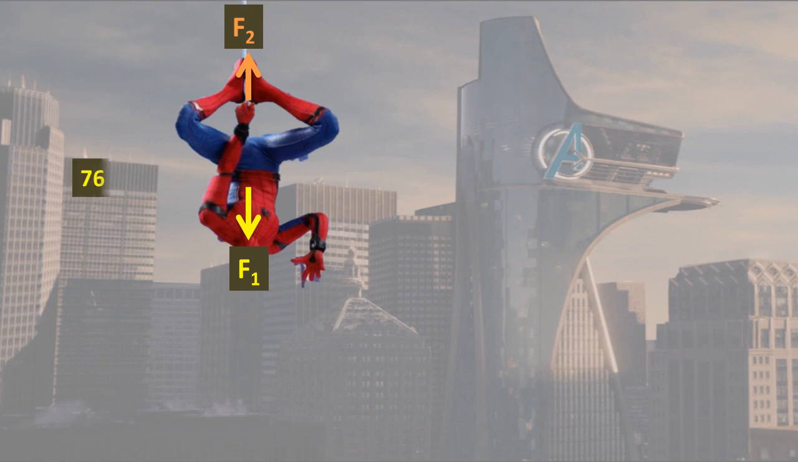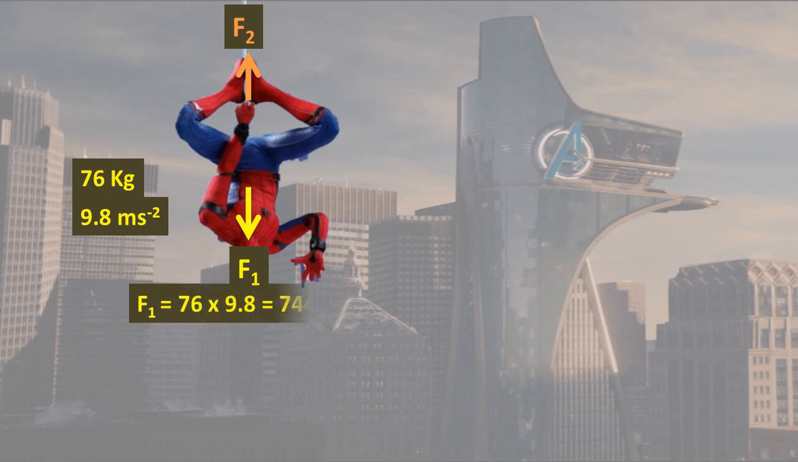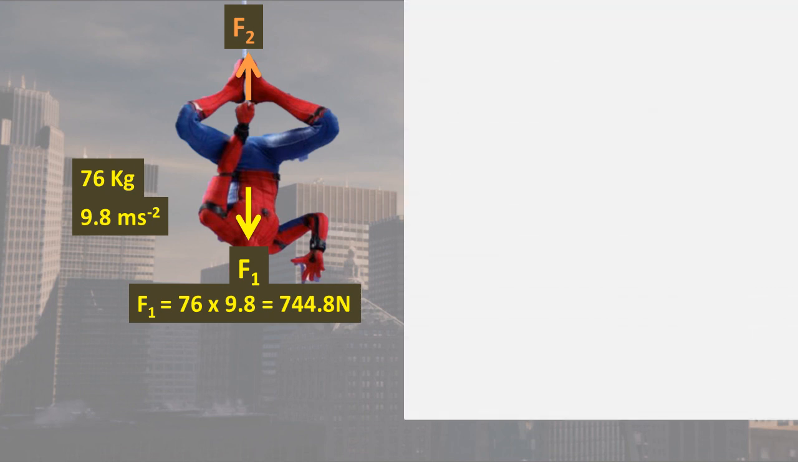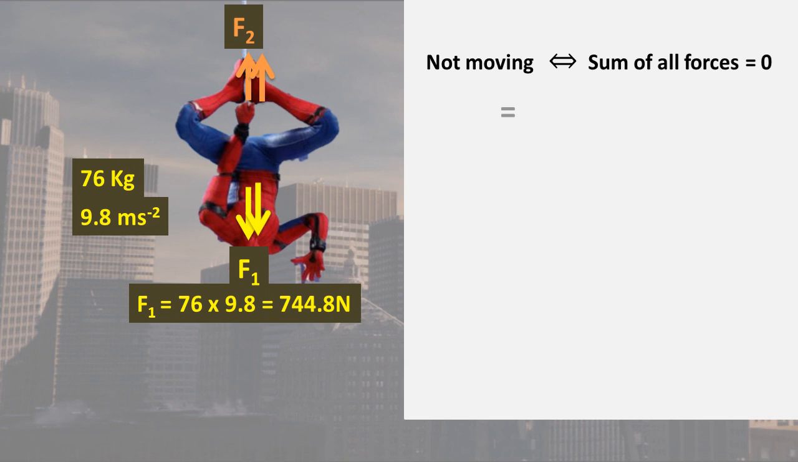Suppose the mass of Spider-Man is 76 kilograms, and the gravitational constant is 9.8 meter per second square. Then, the magnitude of the gravitational force, F1, will be 76 times 9.8, that is 744.8 Newton. Because he is not moving, the forces F1 and F2 cancel or balance each other. In other words, the sum of forces F1 and F2, also known as the net force, must be zero. Therefore, the magnitude of the upward force F2 is equal to 744.8 Newton.